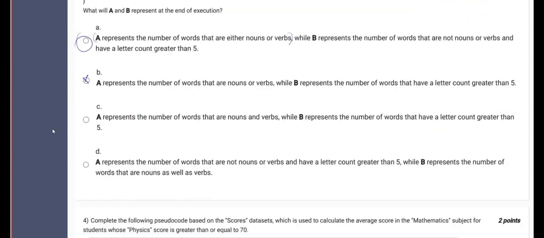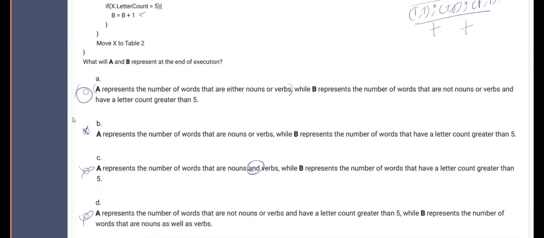Now coming to C. A represents the number of words that are nouns and verbs. See, this is given here, so this is a false answer. A represents the number of words that are not nouns or verbs. See here again. So in this way, option A is the correct answer.